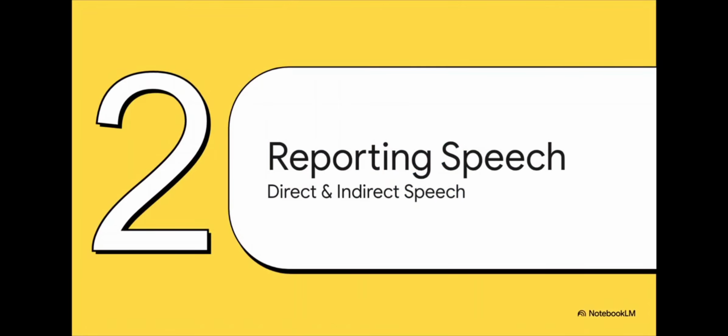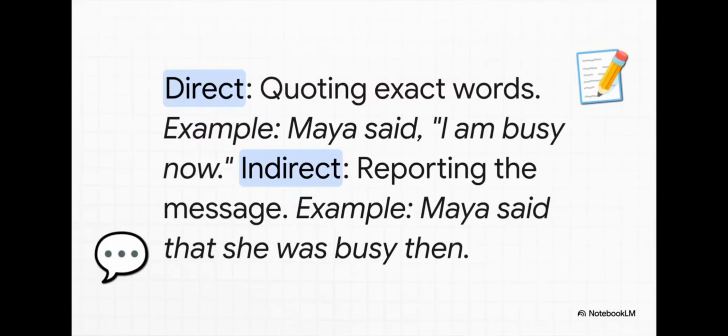All right, power move number 2. This is a skill that really, and I mean really, separates the good from the great writers. It's all about accurately reporting what someone else has said. If you can nail direct and indirect speech, it shows you have a deep command of tense and sentence structure. So what's the difference? It's pretty basic when you break it down. Direct speech is literally a quote. You're using the speaker's exact words, quotation marks, and all. But indirect speech is you reporting their message, and that means you often have to shift things around.